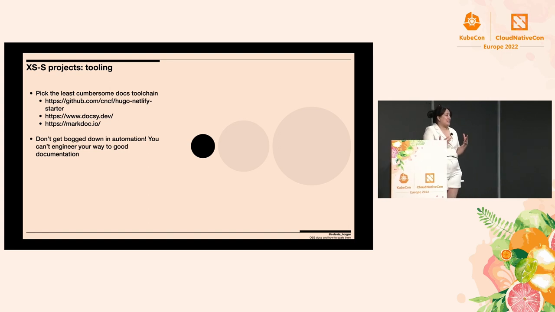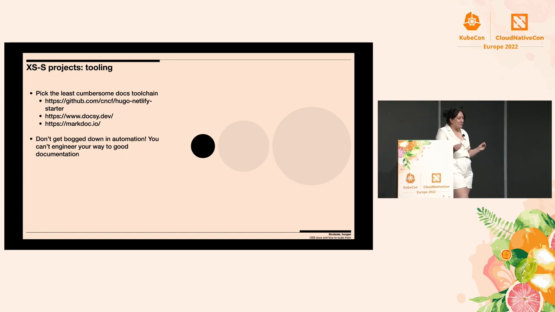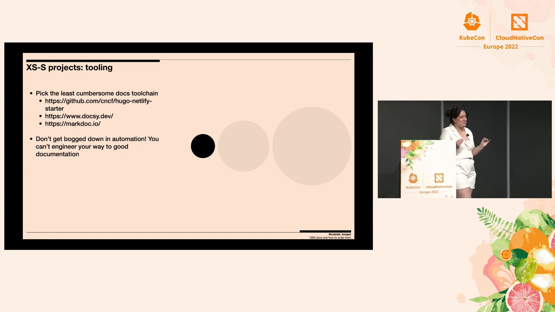The advice I have, especially for small projects, is pick the least cumbersome tool chain that you can manage. The people who run small open source projects tend to be extremely passionate engineers, and it is wonderful to see that. And so they tend to try and solve the documentation problem with tooling. Now is not your time. There is a time for automation. Now is not your time.